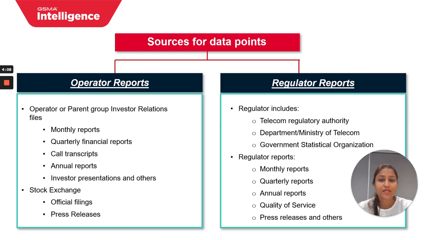So for the key performance indicators, the primary source of information is the operator level and regulator level reports as released on their respective websites. We scan through their monthly, quarterly, annual and other reports to identify and collect information. We also scan through any filings made by operators to respective stock exchanges or regulatory bodies, alongside information from their call transcripts or analyst briefings.